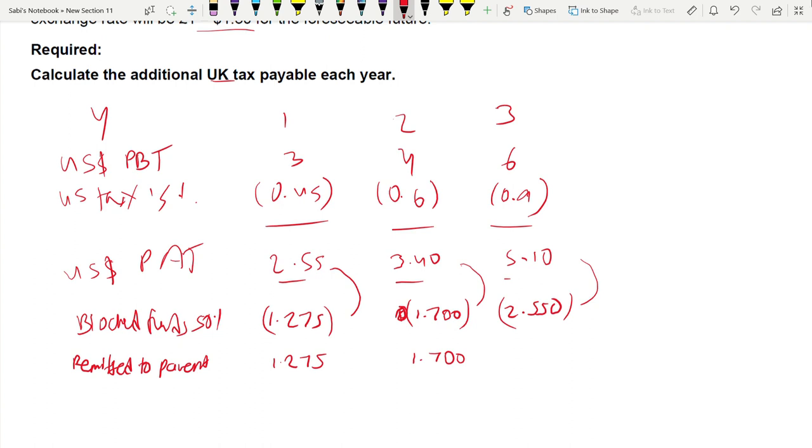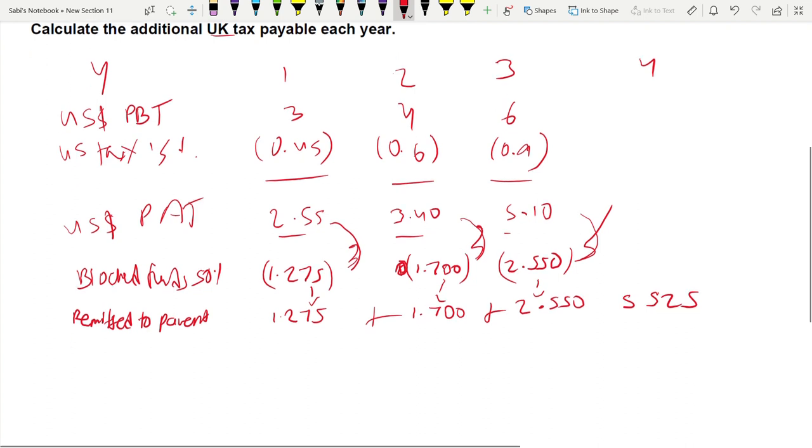2.55, which is 2.550. No, I'm sorry, you don't deduct. You just take this one. The blocked funds only are going to be remitted to the parent. So take this, and at the end of the project, that is year 4, it will be released. So add this, the 3, which will be 5.525 in year 4. Now the amount remitted.